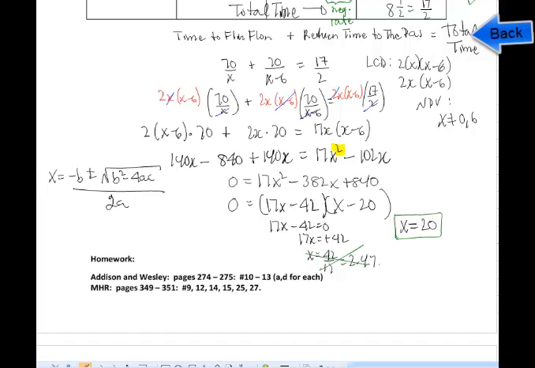Okay, and so then you write yourself a sentence. The average speed from the pass to Flin Flon is 20 miles per hour. Okay, and you're done.